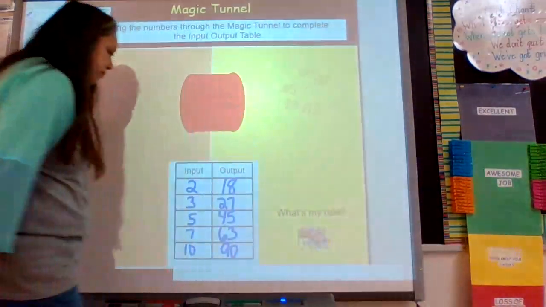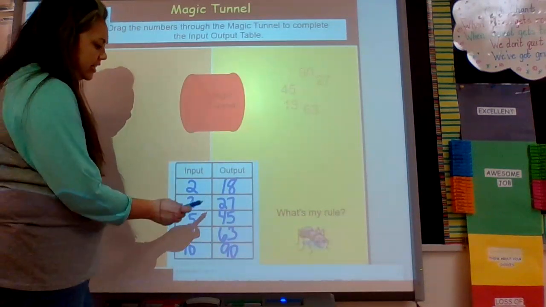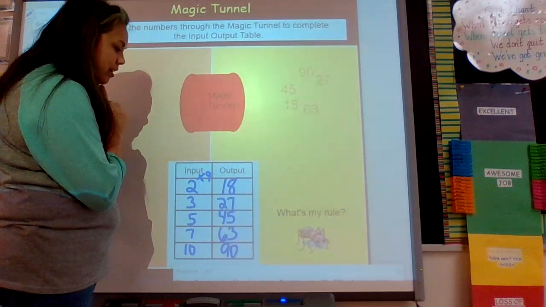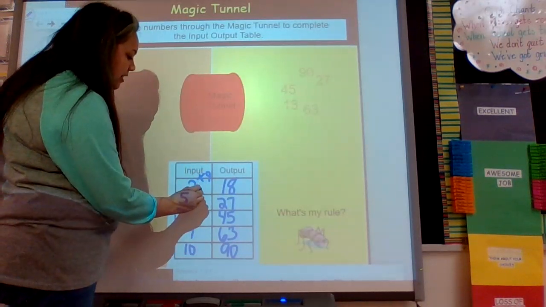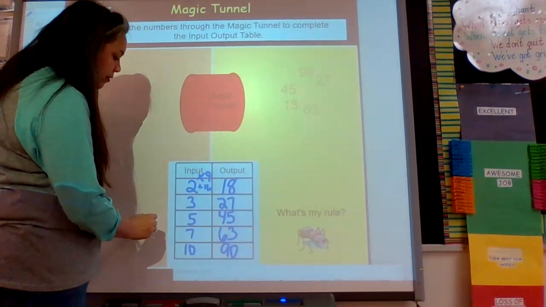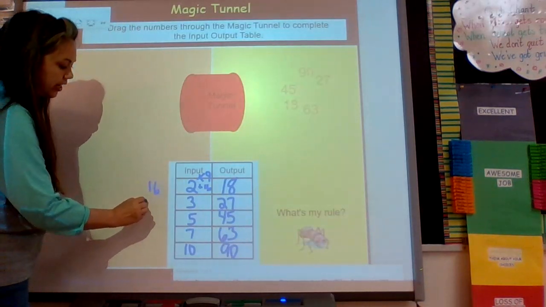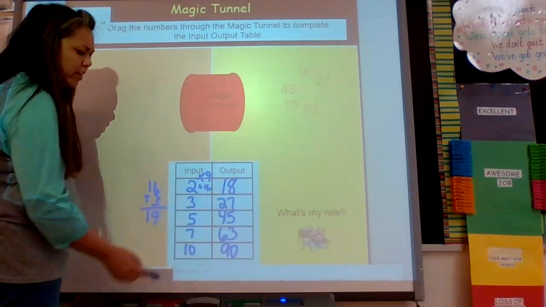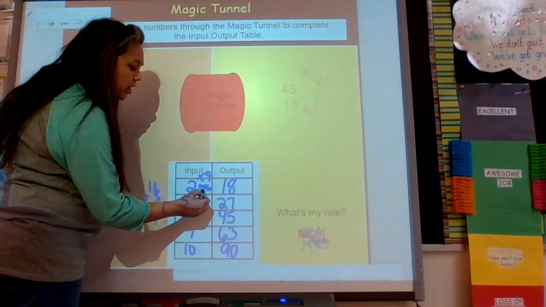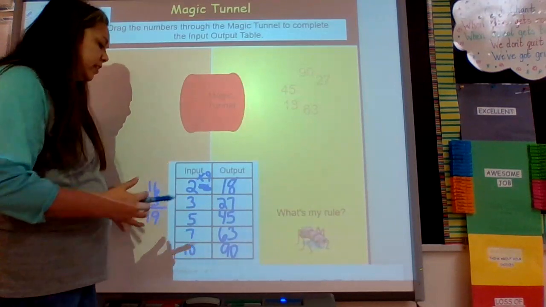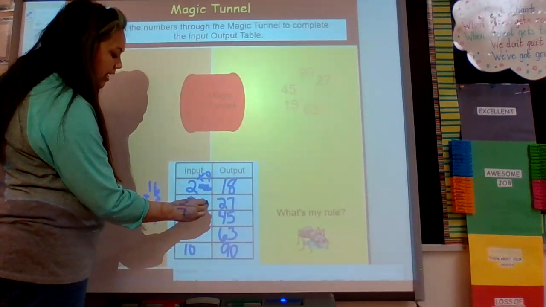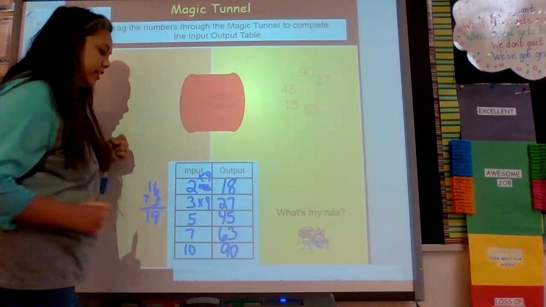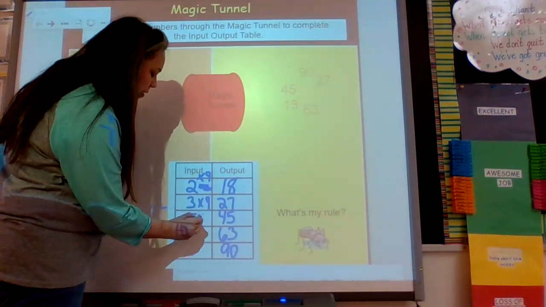So notice, how is 2 turning into 18? We can multiply 2 by 9, okay? Or we can add 16. And we've got to check both. So if I add 16 to 3, I get 19. Is that going to give me 27? No. My pattern and my rule is something that repeats. So what are we going to do? Multiply it by 9. Is 3 times 9, 27? Ding, ding, ding, ding, ding. We got that right.